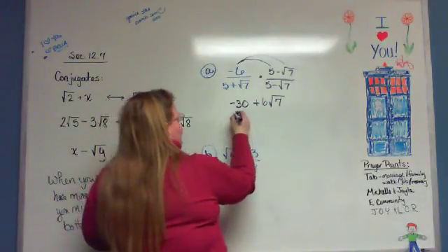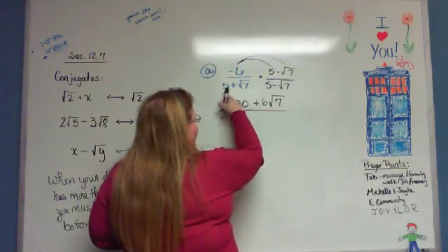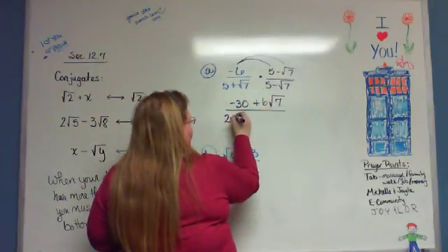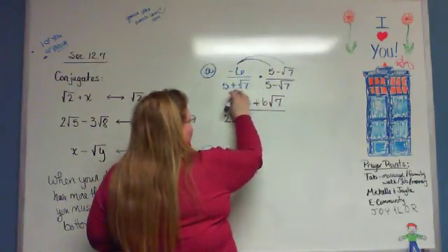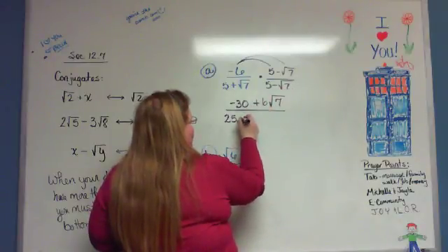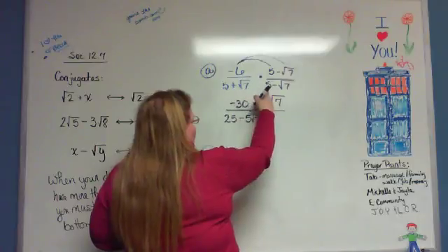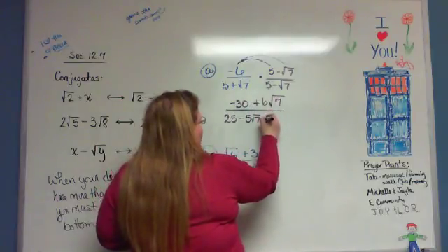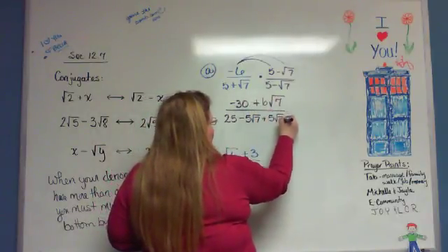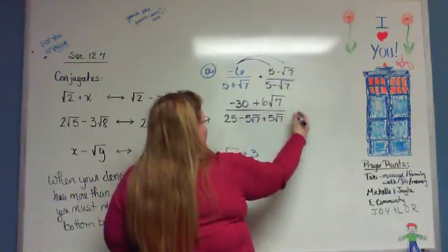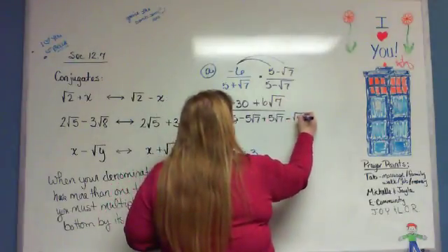Then we have to talk about the bottom. So 5 times 5 is 25. 5 times negative square roots of 7 is negative 5 square roots of 7. Square root of 7 times 5 is plus 5 square roots of 7. And then 7 times 7 is negative square root of 49.